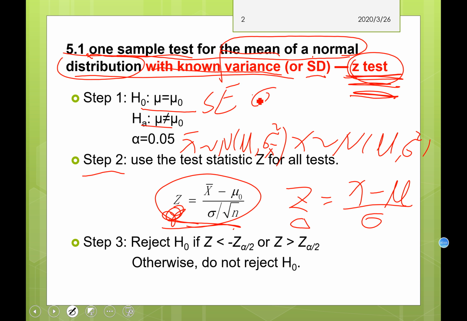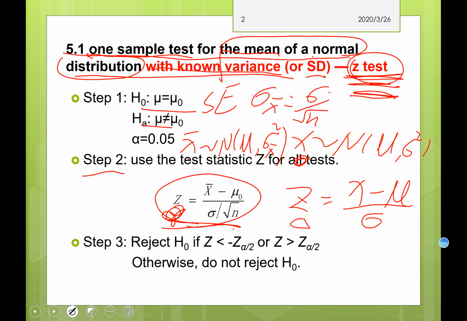That is sigma X bar. And sigma X bar equals sigma over square root n. N is the sample size. And sigma, what's the meaning of sigma? That is the standard deviation of the original data X. So here we can find that X bar also follows a normal distribution.